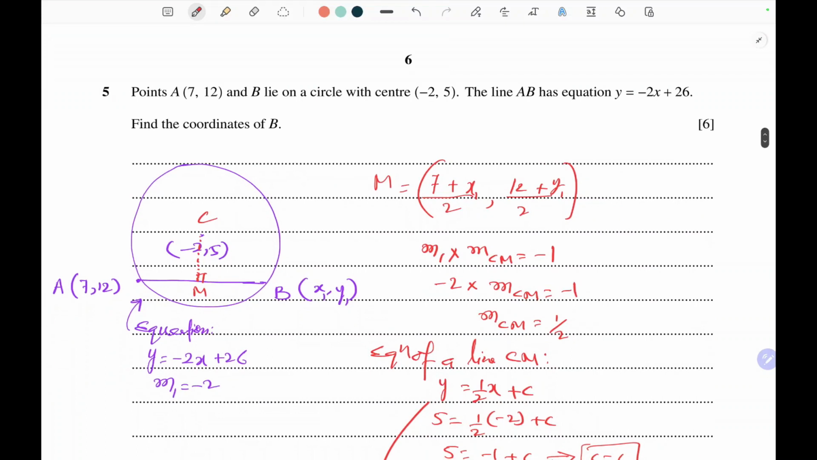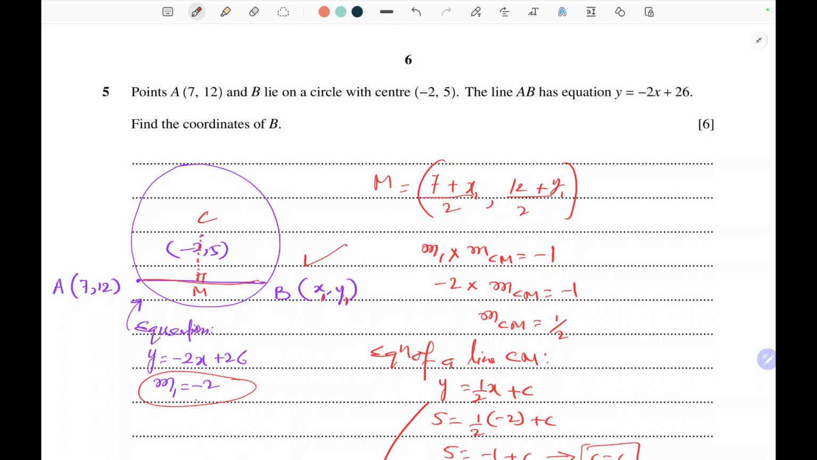Now question number 5. Points A and B lie on the circle with center C, and the line AB has equation y = -2x + 26. Find the coordinates of B. So this is a circle where the center is (-2, 5), and A is (7, 12). B is (x1, y1). The equation of the line is already given to us, which is y = -2x + 26, so the gradient of this line is -2.